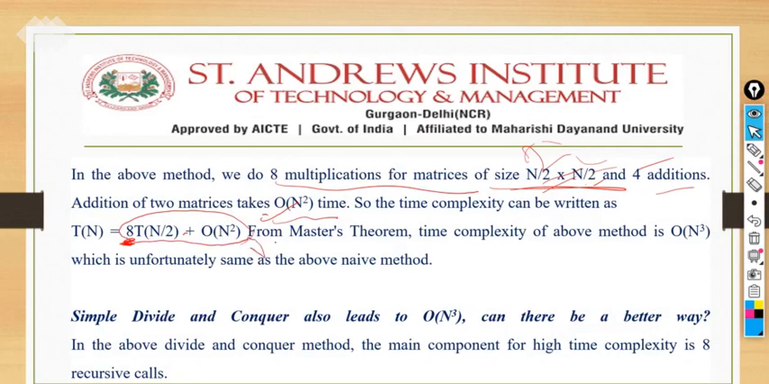Now you need to solve it out. With the help of Master's theorem, the time complexity can be solved here. That will be order of n square, as it is. So we have the formula over here.